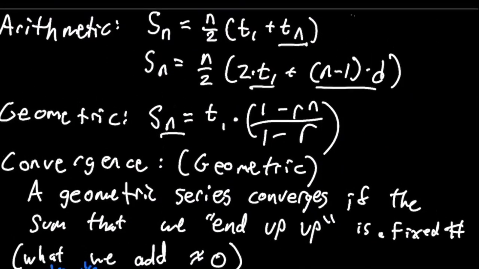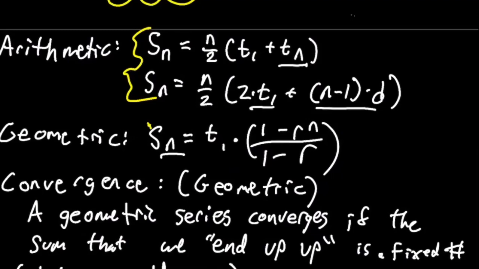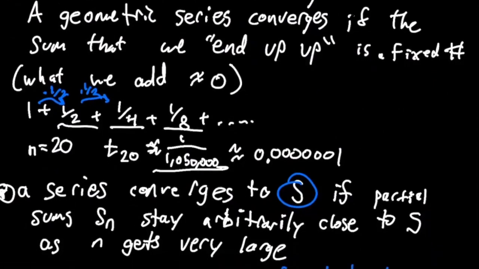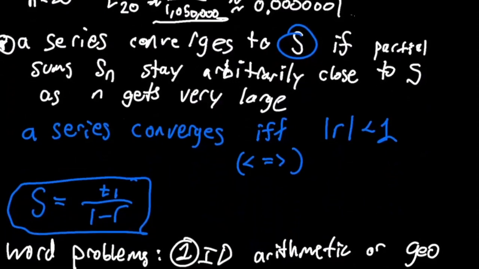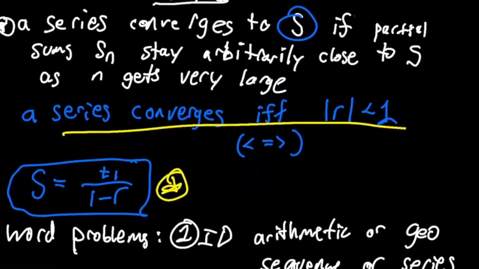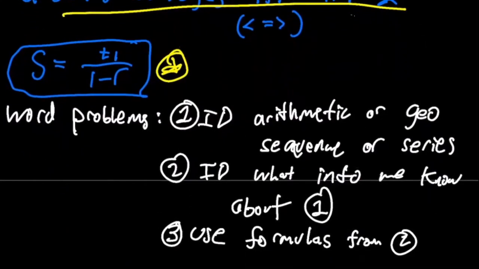We talked about arithmetic partial sums. We have 2 equations, as we can see here. For geometric partial sums, we have 1 equation here. Finally, we talked about convergence. Convergence means that the value that we're adding on, the term value, becomes very, very small as n gets very large. A series converges if and only if the absolute value of r is less than 1. So that's how we can determine convergence, and then we can find the value to which it converges using this equation down here. Lastly, with word problems, we want to identify what kind of sequence or series we're looking at, identify what information we know, and then finally use our formulas from our notes on this unit and on this video and the previous video to answer the questions.